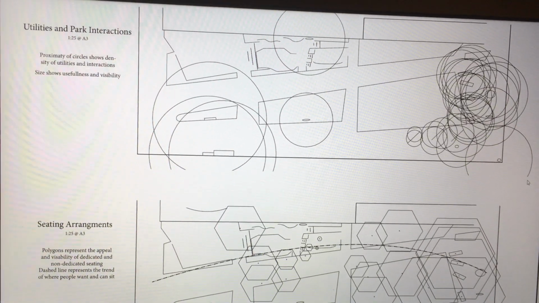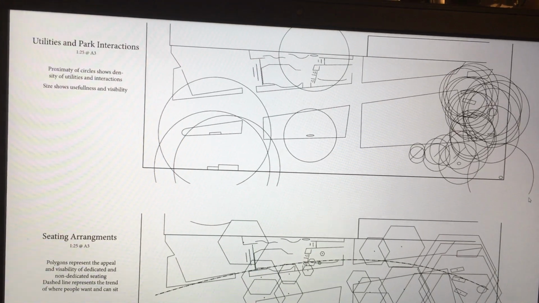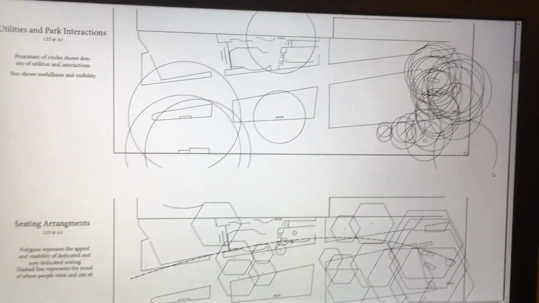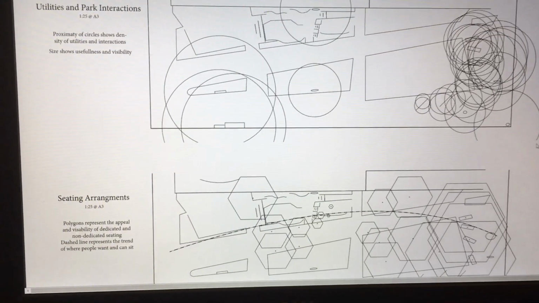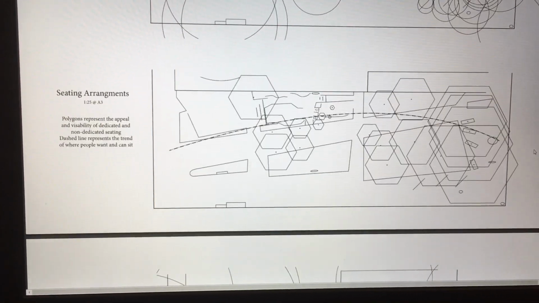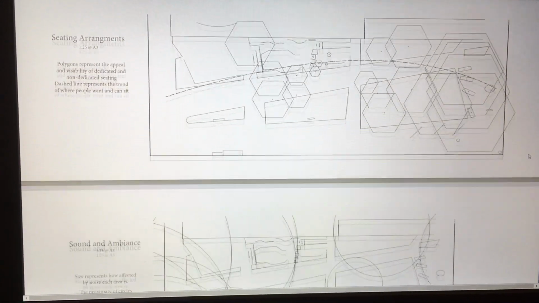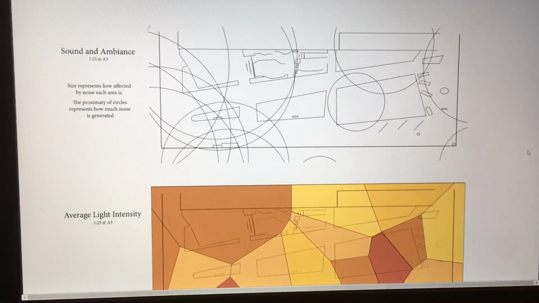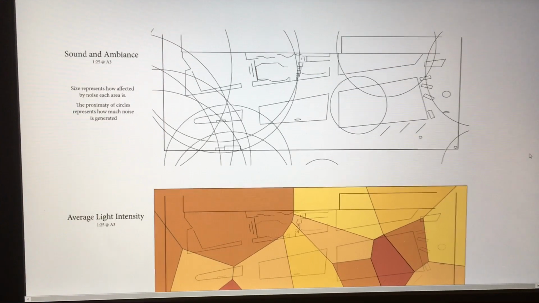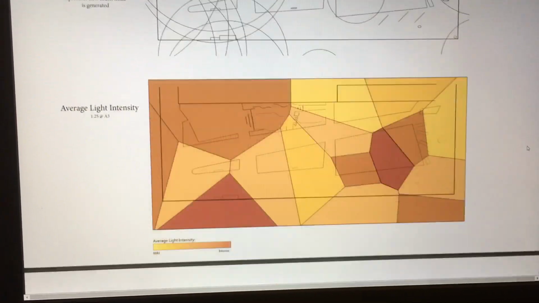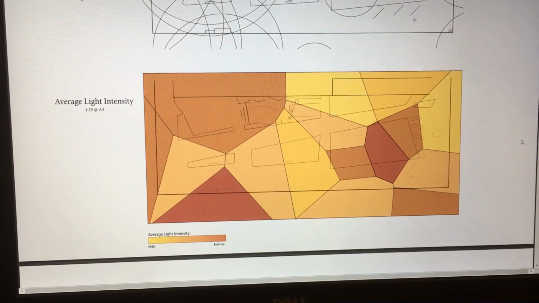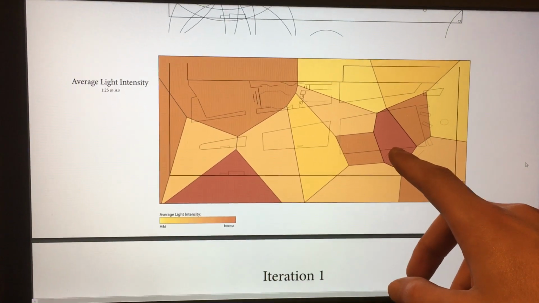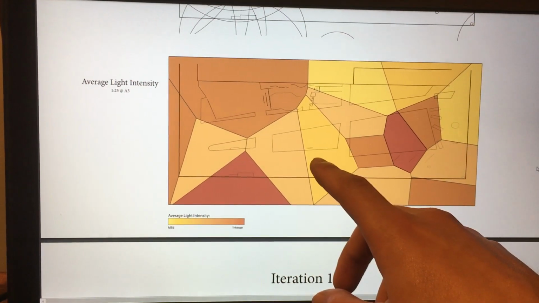digital analysis with the same values, but for slightly more advanced things, like where the different utilities were, where the seats were, how sound and ambience relates to the different parts of the park, and average light intensity, with red being the most intense light and yellow being mild.